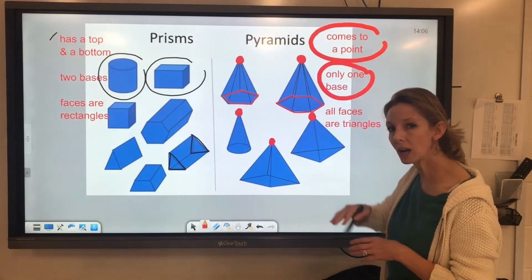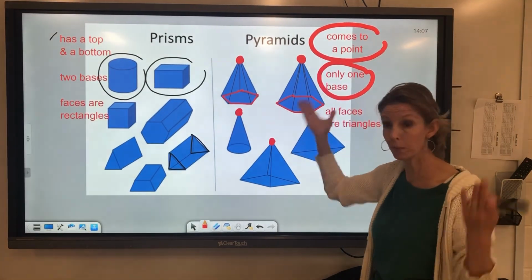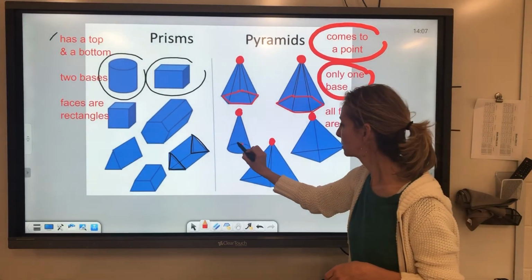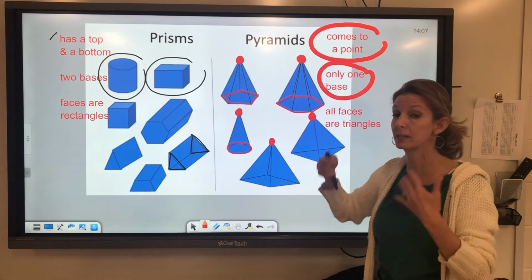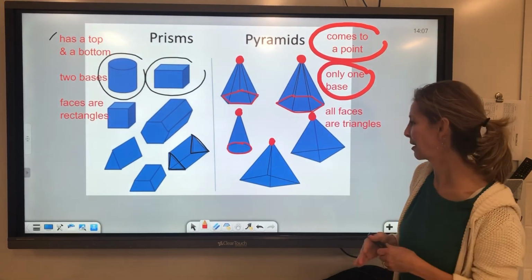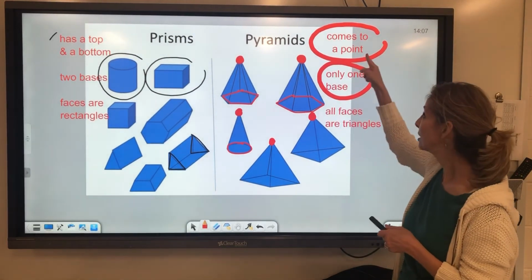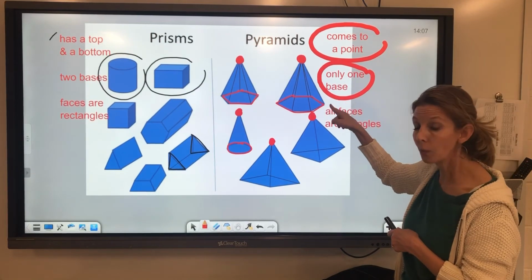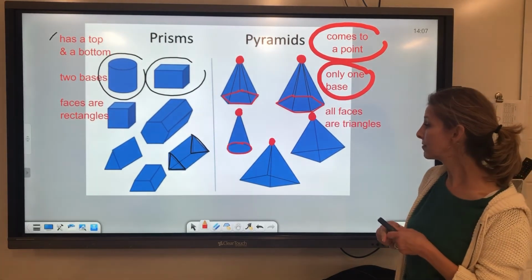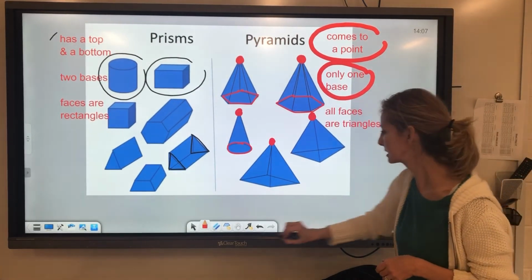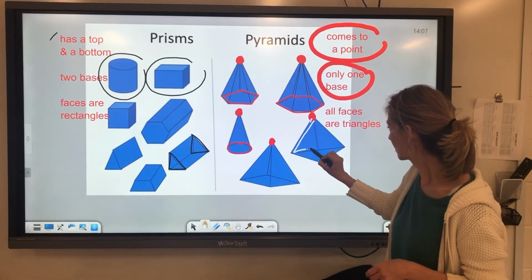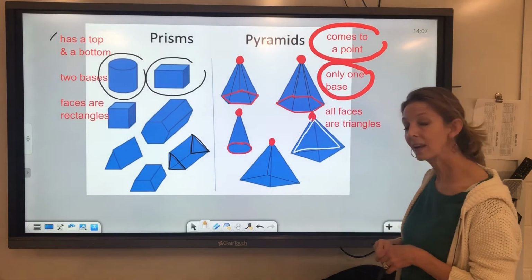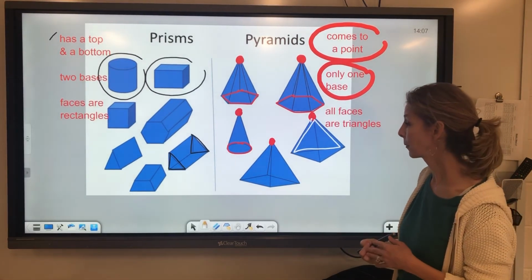There's no matching top because the top is a what? It's a point, all right? Here's the base of this. Does the top of it match? No, the top is a point. All right, and same with all the other shapes. So they come to a point, there's only one base, and all the faces are triangles, okay?